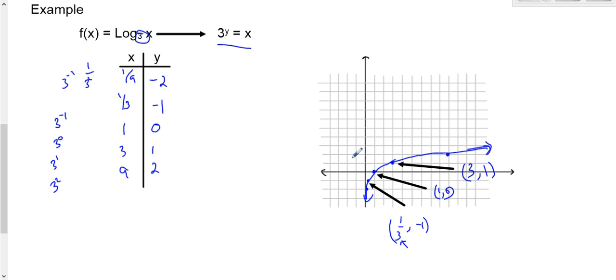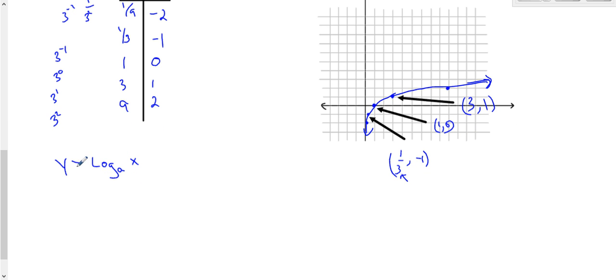1, 0. Just like exponential functions always went through 0, 1, logarithmic functions always go through 1, 0 if there's no transformations on it. So 1, 0 is a standard point for when there's no transformations. And then we have 3, 1. 3 is the base number. 3 to the first is 3. So 1 is your exponent. So if you can remember that, if I have y equals log base a, I can know these 3 points.